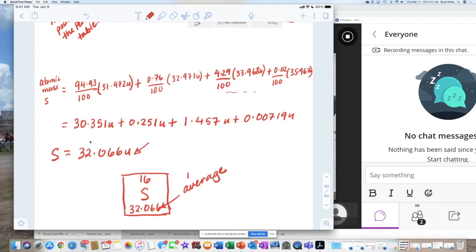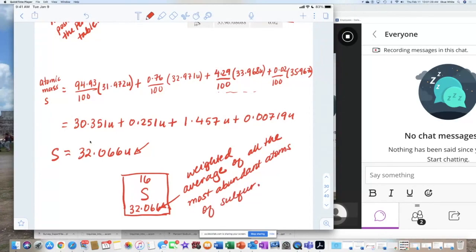And not just any average, it's a weighted average of all the most abundant atoms of sulfur. Okay, so we took all the atoms that are abundant enough to be weighed, to be detected, and we averaged them out. It wasn't a regular math average where you add them all up and each one weighs an equal amount. We did a weighted average.